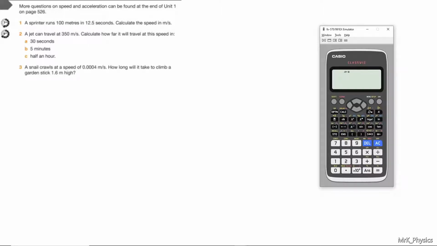Alright, so this is the kind of thing that we're going to do. We're not going to do some of the plot graph ones, but some of the other calculations, and I'll try and demonstrate using this little calculator over here, the ClassWiz, and I'll draw and handwrite some solutions onto the screen as well. Okay, so you start off with this one over here.